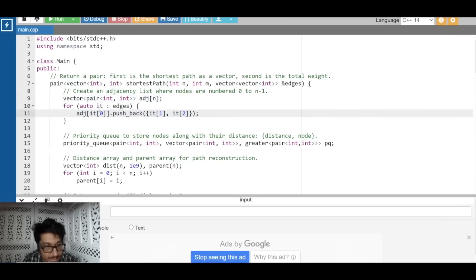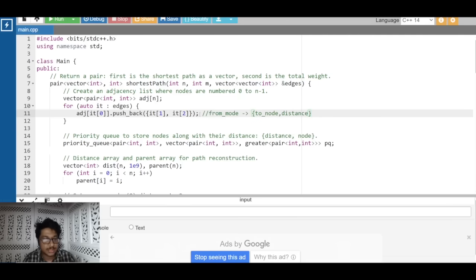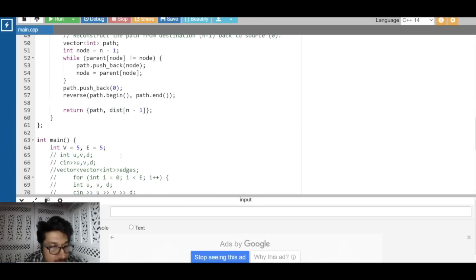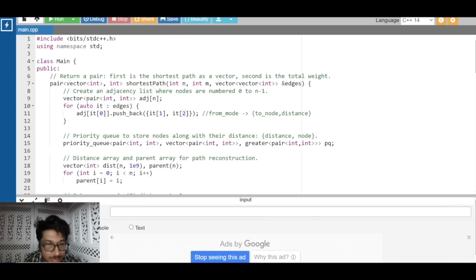Okay, ADJ of 0 is your from node. So from node, and then you push back 2 node, and then you push back the distance. So this is how it is going to be. If you look at this, ADJ of 0, 1 and 2: ADJ of 0 is this from node, ADJ of 1 is this, ADJ of 2 is 2, which is the distance. So that is how we are going to just put it in the adjacency list. Very standard format.